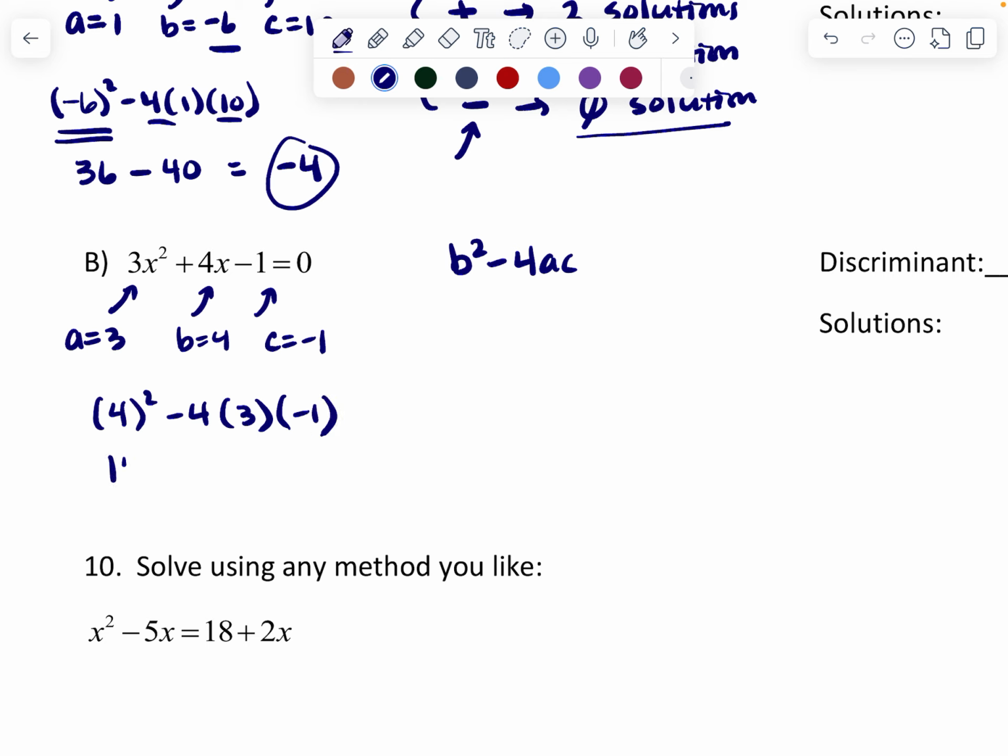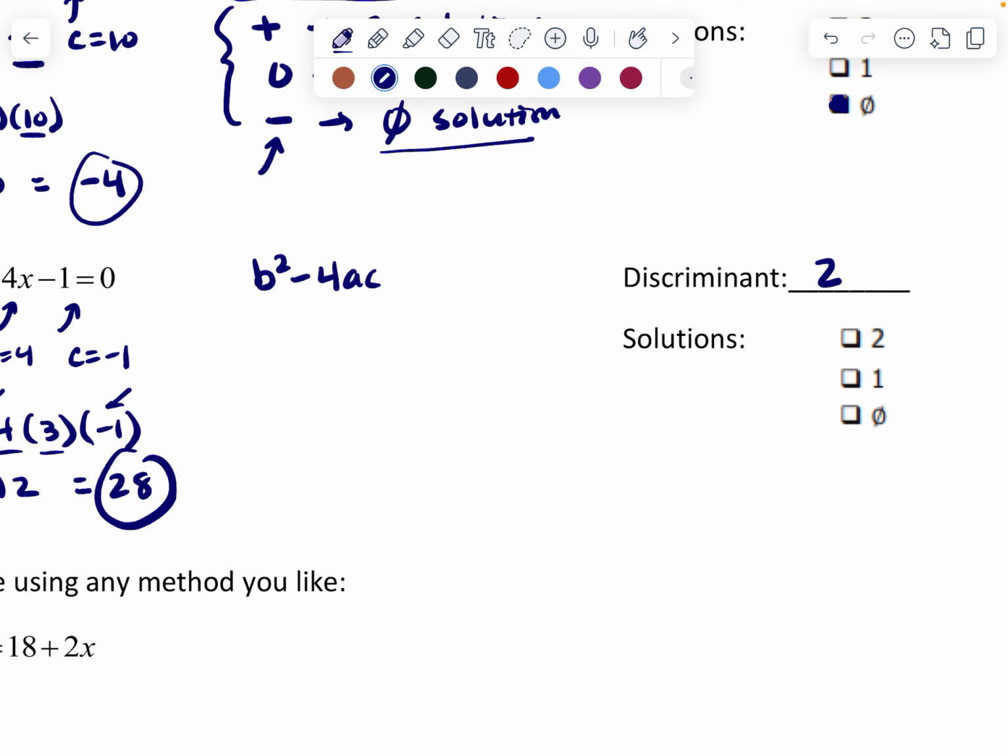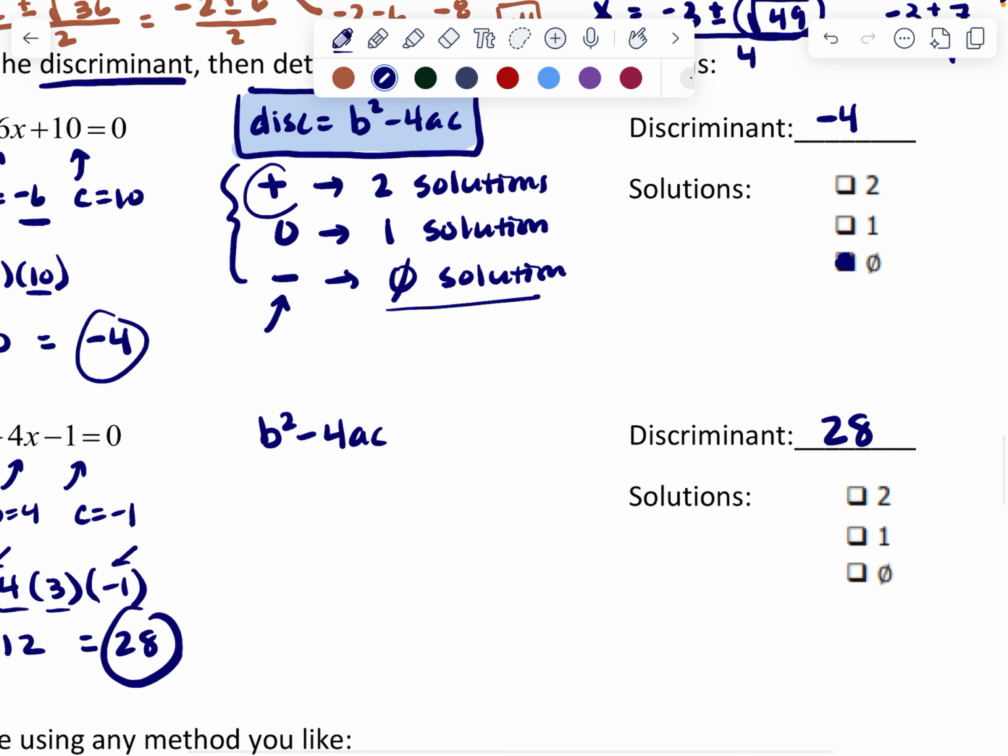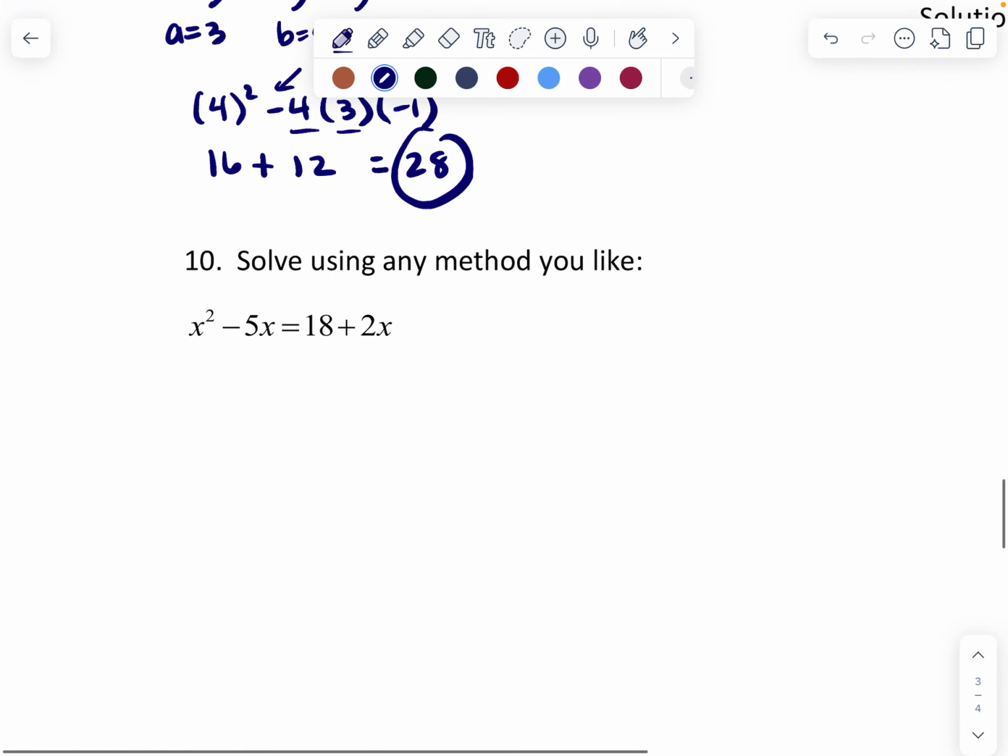So 4 squared is 16. A negative times a negative is a positive. And 4 times 3 is 12. And then 16 plus 12 is 28. So that is the value of my discriminant. So in the answer column, you're going to write discriminant is 28. Now, you guys, 28 is a positive number, right? So if I look up here, if it's positive, that means I'm going to have 2 solutions. So I'm going to go and highlight the 2. Okay? All right, and then you guys, one last little problem.